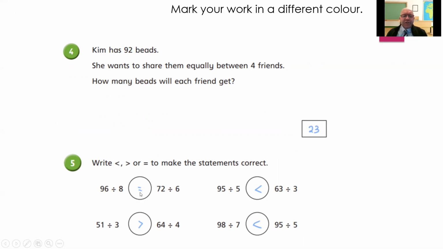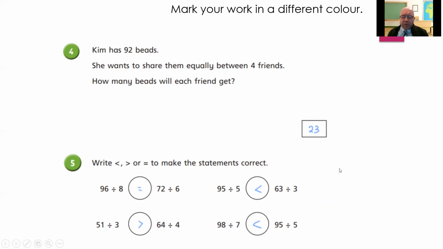And then here are the symbols for number 5. These two calculations are equal. They're the same. These two, 63 divided by 3 is the larger one, so a less than symbol there. 51 divided by 3 is larger, so a greater than. And 95 divided by 5 is the bigger one, so a less than symbol.